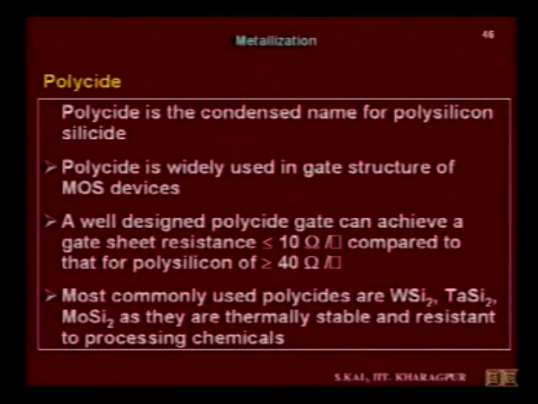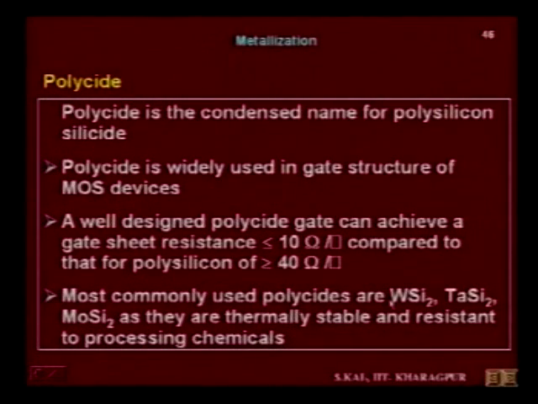In the gate region of MOS, you first form a thin layer of silicon dioxide, and then you deposit polysilicon, which is doped polysilicon obviously, and sometimes, replacing that polysilicon, one can use polyside. That is similar to doped polysilicon, but its conductivity is higher. A well-designed polyside gate can achieve a gate sheet resistance which is less than 10 ohm per square, compared to that for polysilicon, which is of the order of 40 ohm per square or more. So here is the advantage of polyside gate.